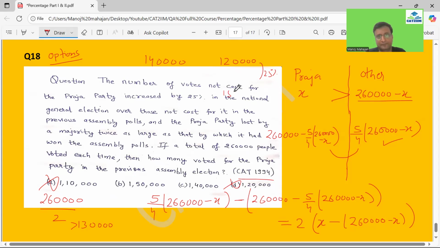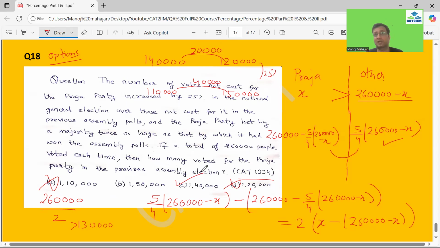So 1,50,000. So 1,50,000, if you subtract from 2,60,000, you will get what? 1,10,000, right? Now just check out. Difference of this is what? 40,000. Is this difference coming out to be double of this difference? That is what over here, 20,000? Yes. So if yes, then the assumption is right. So we have the correct answer, option C.